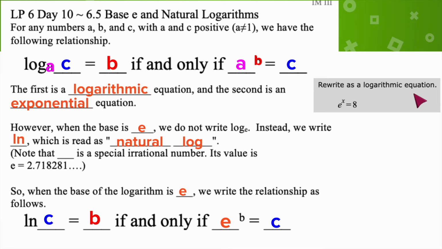So rewrite as a logarithmic equation. This is an exponential form. We can see that down here. So I can see b is x and c is 8. So I'm just going to change it to this natural log. c is 8 equals b, which was x. So there we go. I've written it in logarithmic form.